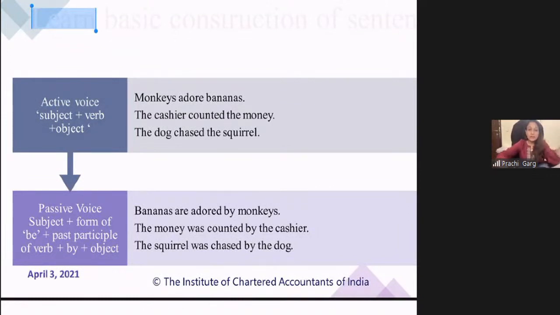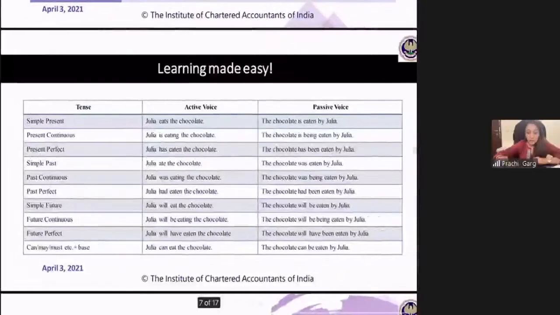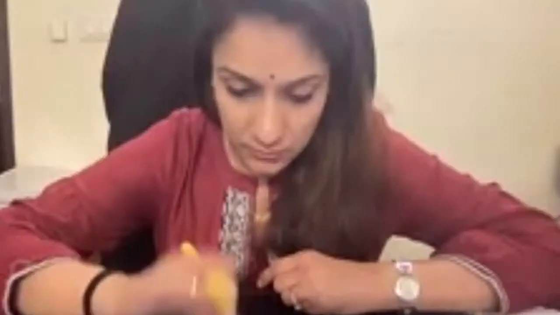Next sentence. The cashier counted the money will become the money was counted by the cashier. The money will become the subject. Now this sentence is in past tense, so we will use was here. Counted by the cashier. The squirrel was chased by the dog, instead of the dog chased the squirrel. Okay, let's come back to our writing board and then you will understand better.